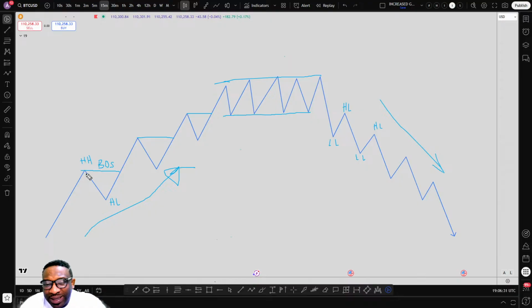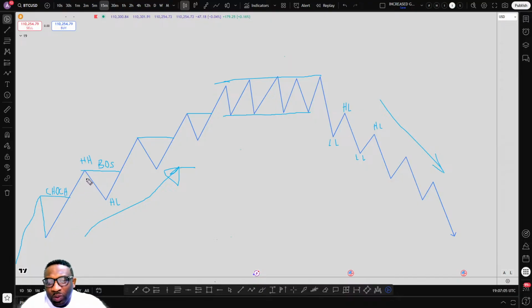So from this point on, what we are interested in is we look out for this break of structure, or if it's happening for the first time, we normally call it change of character. So let's say we have this here, and then we had this first time break. So this will be change of character. As I always say, it doesn't really matter. Once there is a break, there's a break.